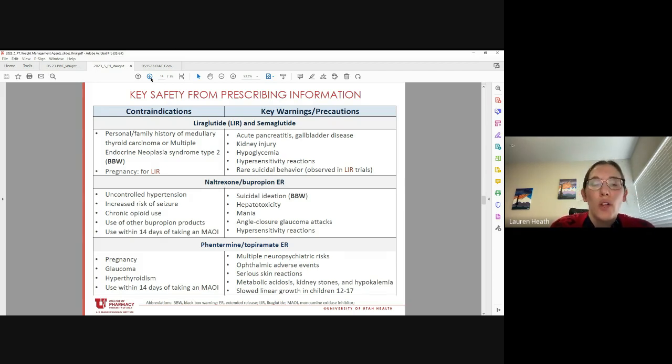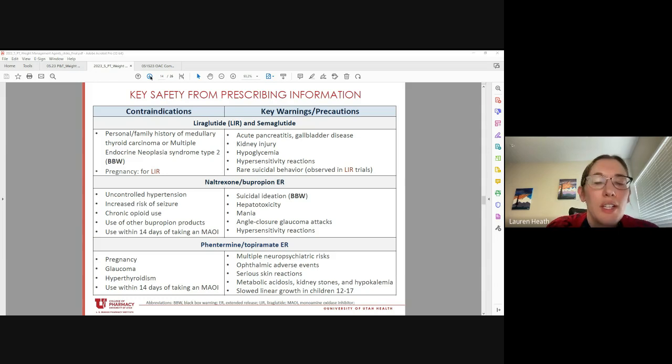Owing to bupropion lowering the seizure threshold, naltrexone bupropion should not be used in people with increased risk for seizures or in people using other bupropion products. Other contraindications are chronic opioid use or use of MAOIs. Key warnings or precautions for naltrexone bupropion are suicidal ideation, hepatotoxicity, mania, angle closure glaucoma attacks, and hypersensitivity reactions.